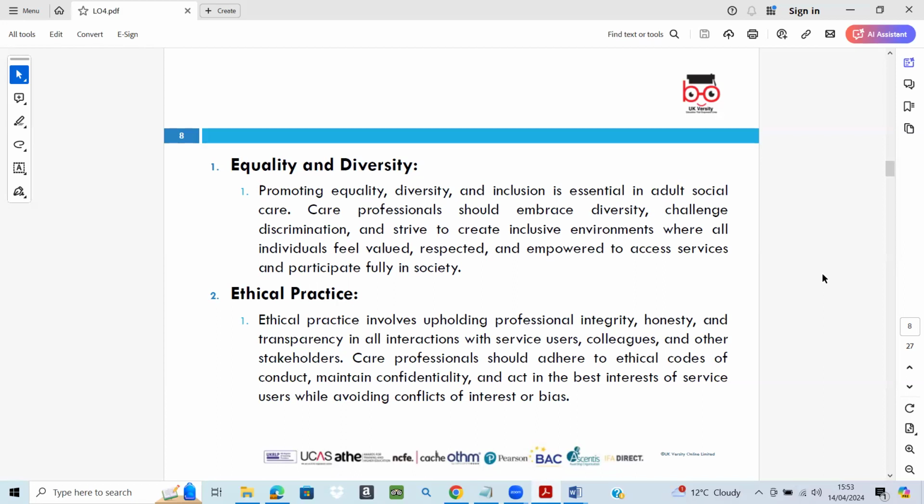And what ethical practice does is protect the rights and safety of service users and build trust with them and their families. It also safeguards the credibility and reputation of the care profession.